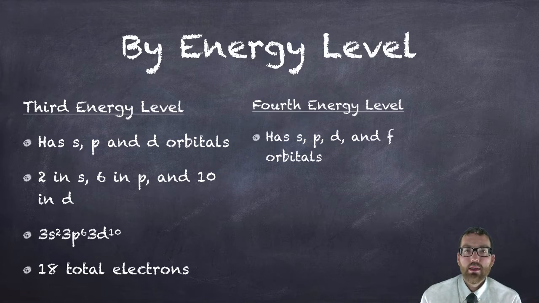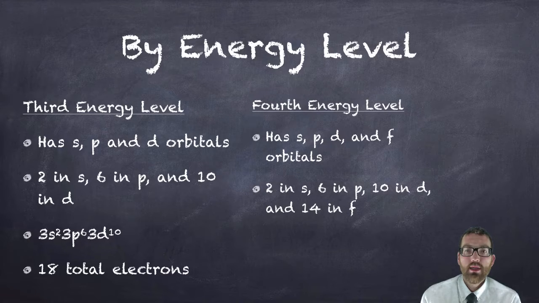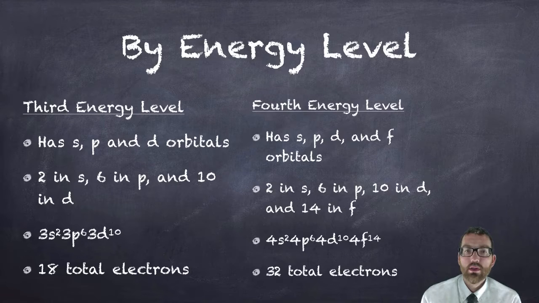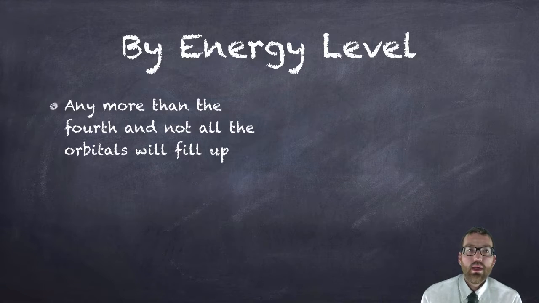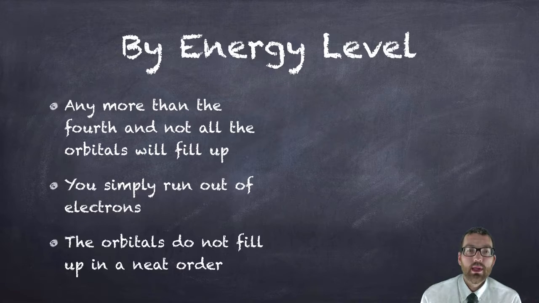In the fourth energy level, you have S, P, D, and F orbitals: 2 in the S, 6 in the P, 10 in the D, and 14 in the F. This is what a fourth energy level electron configuration would look like if it was filled, and if you add them up, you get 32 total electrons. Any more than the fourth, and not all the orbitals will fill up. You simply run out of electrons.